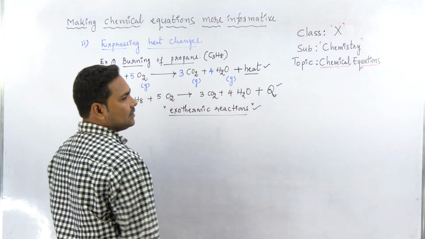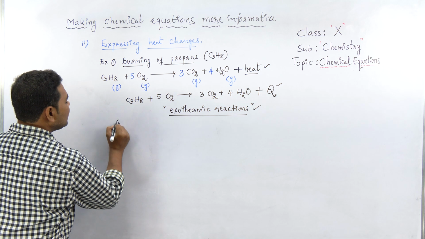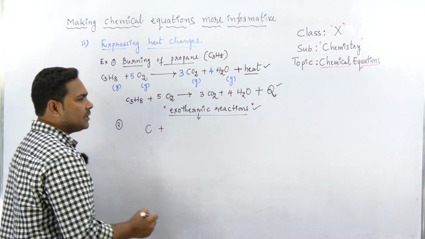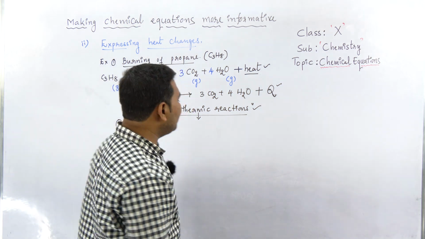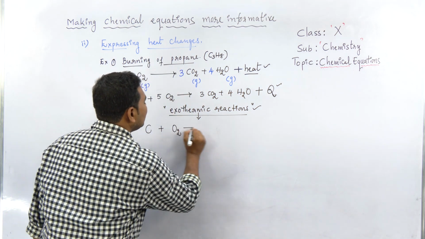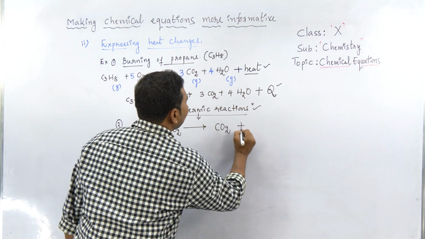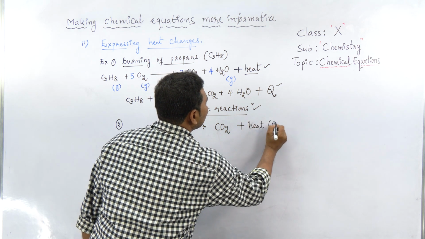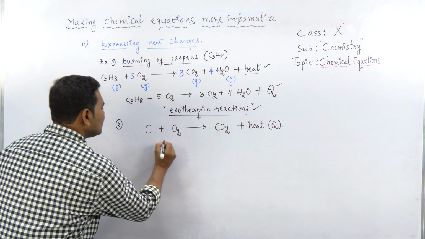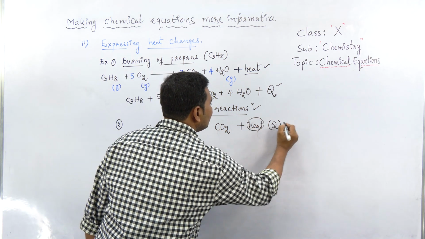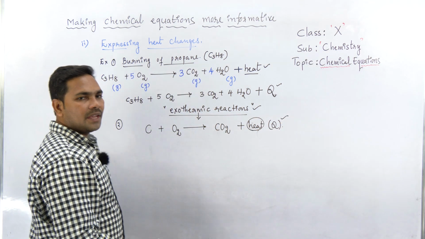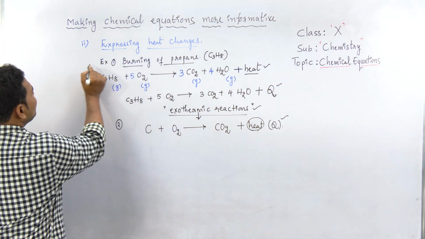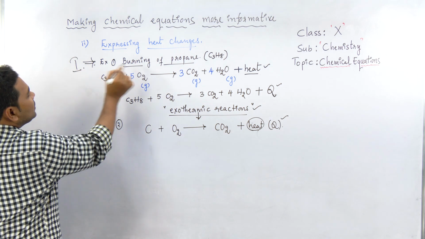Okay, so Q is written in the same way. Let me take another example of an exothermic reaction: when carbon is burnt. Carbon exists in different forms. When carbon is burnt, it reacts with oxygen, produces CO2 gas, and also releases heat energy. This heat energy is represented by Q. Instead of heat, we just write Q, and that Q represents heat energy, and it is an exothermic reaction. This is one type: exothermic reactions.